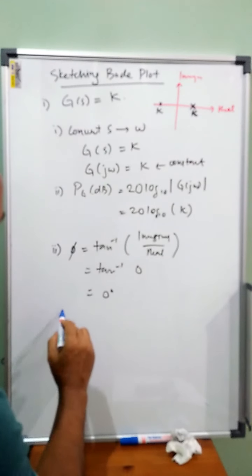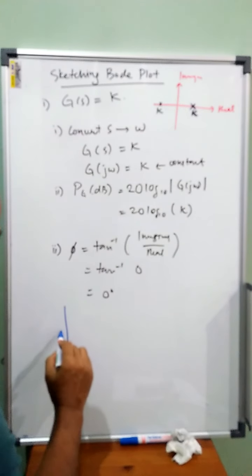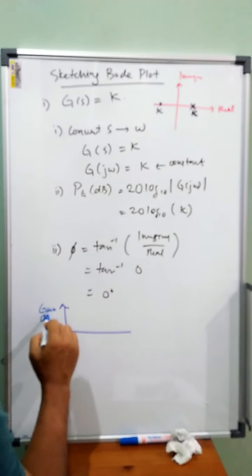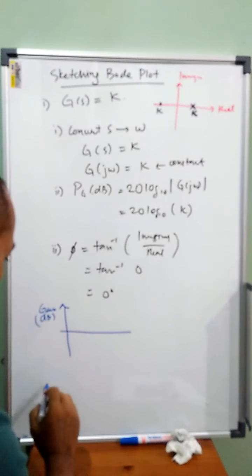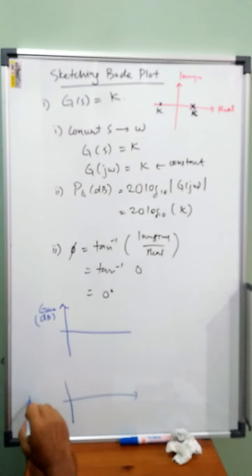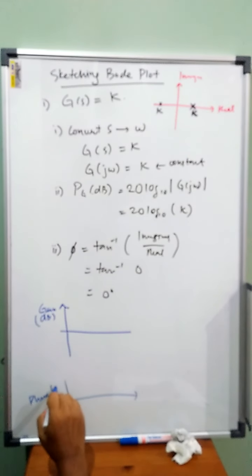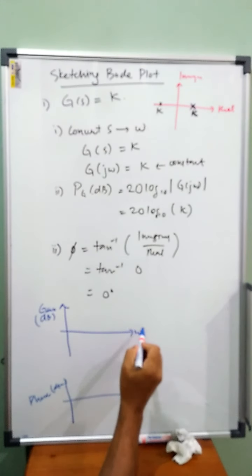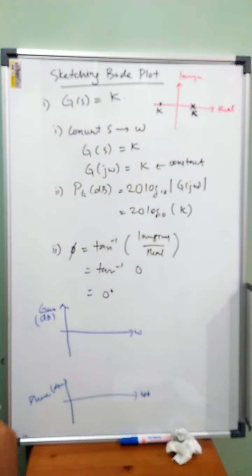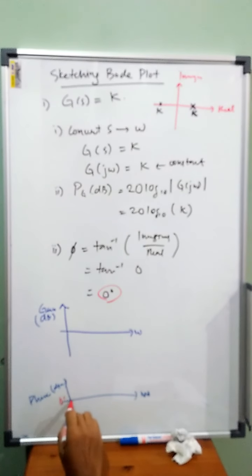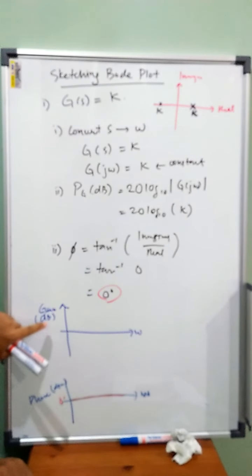Okay, in the Bode plot we have gain in dB and phase in degree, versus omega. Okay, phase 0 degree, so phase 0 degree is here. Plot 0 degree here. Okay, now for the gain K.